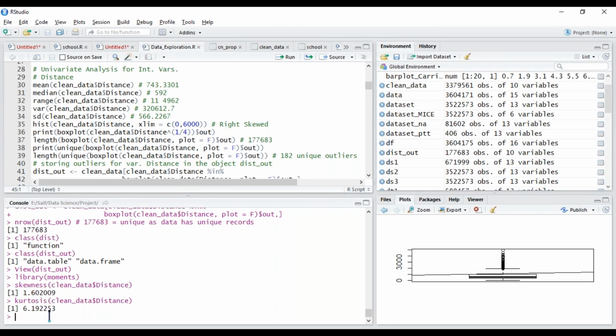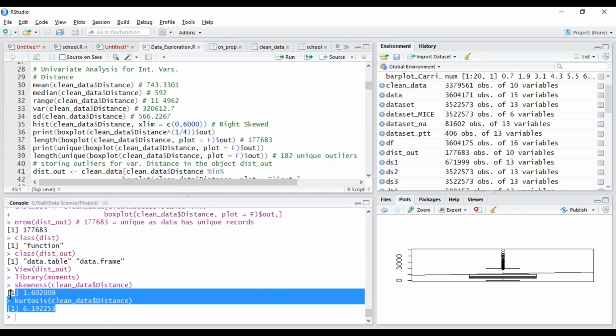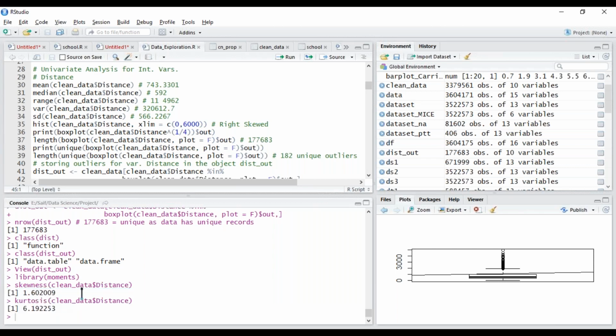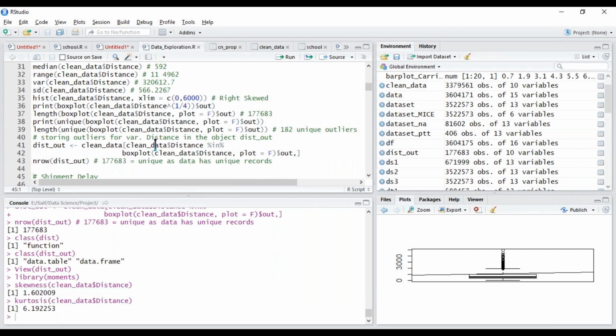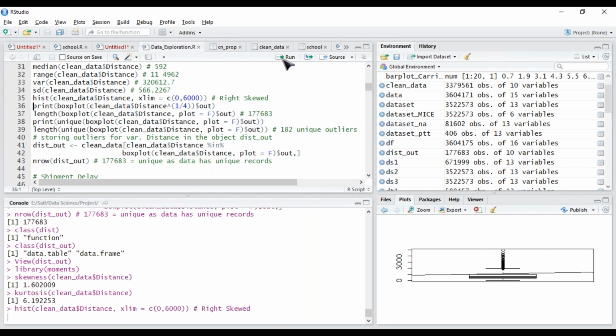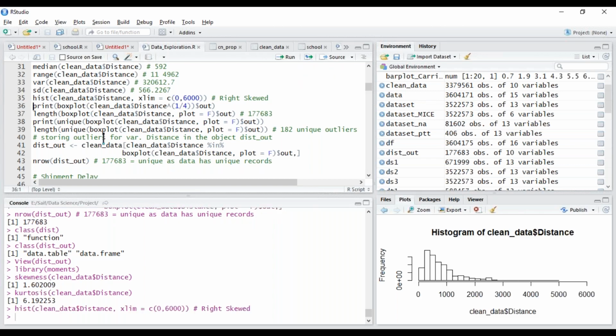Again, there is a range for kurtosis as well. By just looking at these values, you should be in a position to say whether it is right skewed or left skewed, whether it has a high peak or a low peak, and whether there is a lot of dispersion in the data or none. That is what you have to interpret. It will not give you any plot. It is just a number. So we'll be running the histogram on this distance variable. You can see from the histogram that it is right skewed.